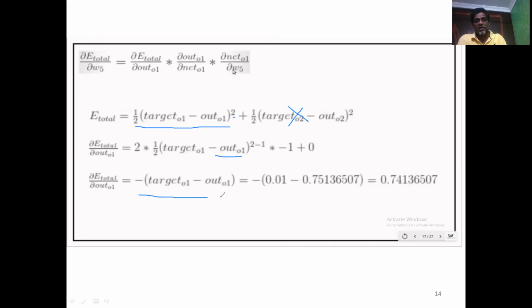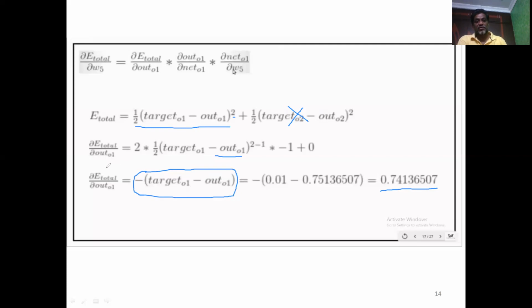You can see this formula. So try to remember this formula. We will apply this every time. So dou E total by dou out O1 is going to be minus of target O1 minus out O1, or you can say out O1 minus target O1 directly, which becomes 0.74. So whenever you are calculating dou E total by dou out O1, you use this formula.